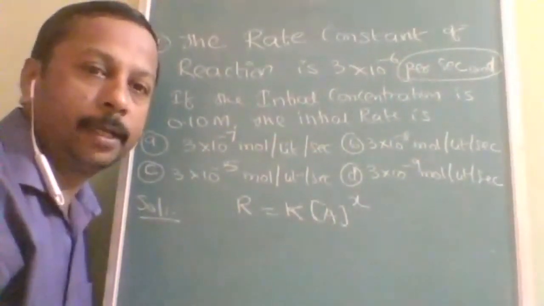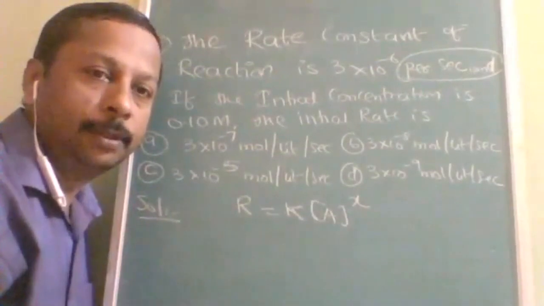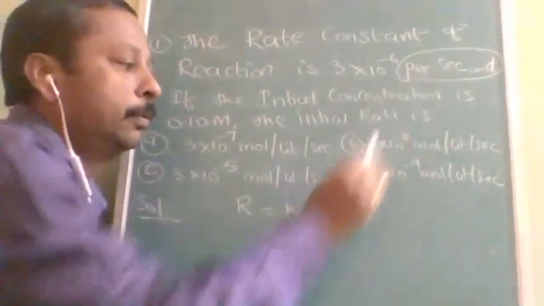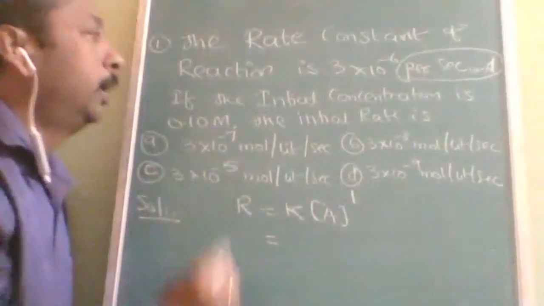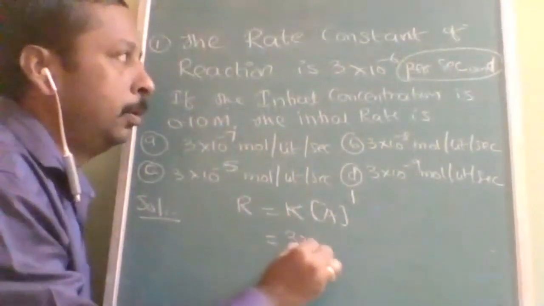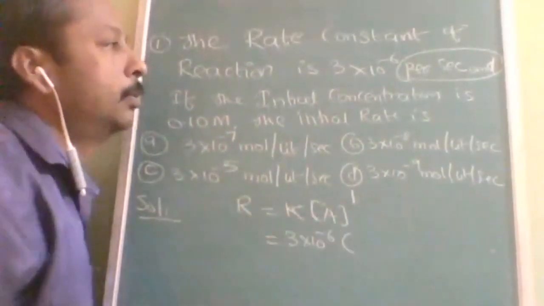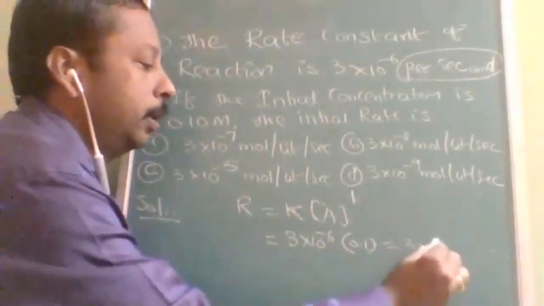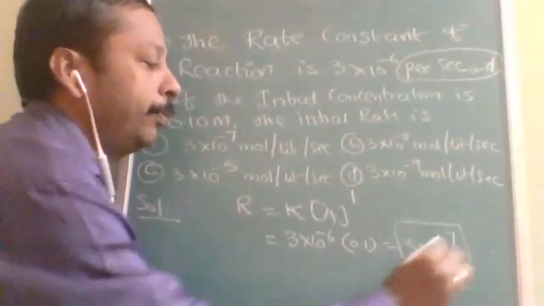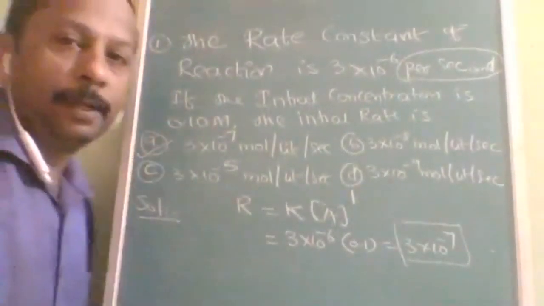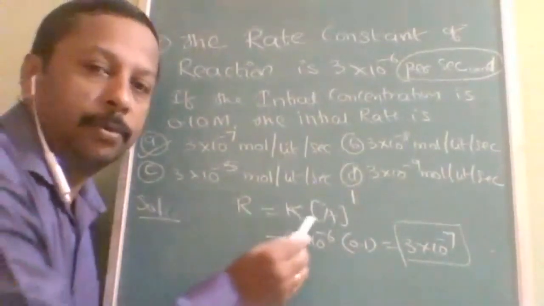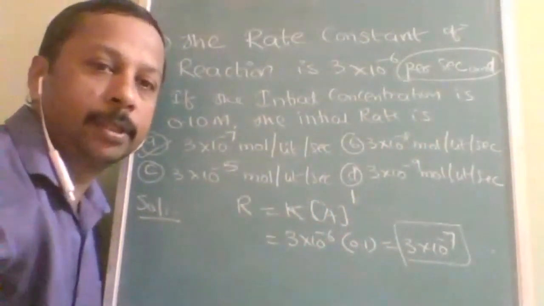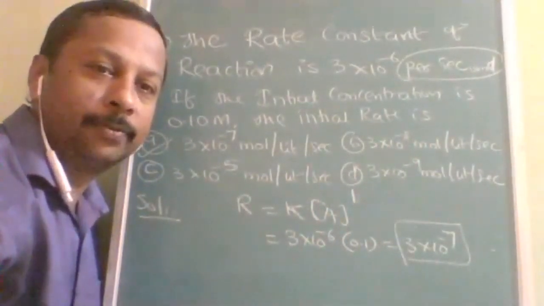Per second, or second inverse, is the unit of a first order reaction. Therefore, the order is 1. From this I could come to know. And K is 3 into 10 to the power of minus 6, into concentration of A, which is 0.1. So the rate is 3 into 10 to the power of minus 7. Very simple. So I have selected a very simple but tricky question. If you know this logic, and find the order from the units of the rate constant, then it is an easy question. Okay, ready for the next such cute question?